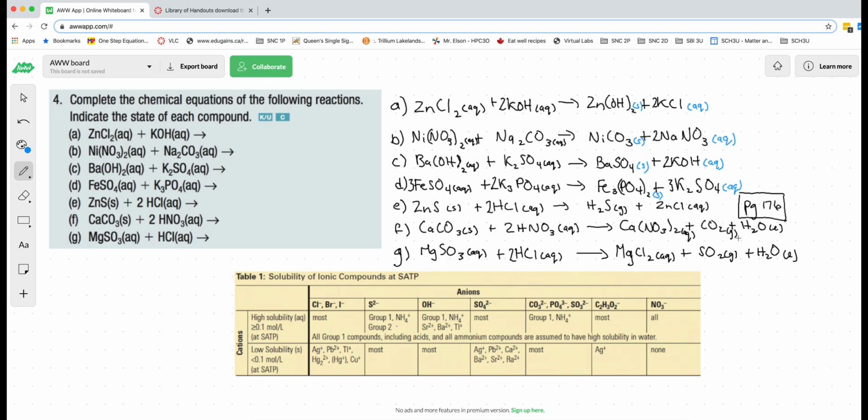So I've talked about this in previous videos. The final one is sulfite. This is magnesium sulfite, and again, this is with an acid. So from table 2, when you've got sulfites with acids, you get sulfur dioxide formed as a gas and water as a liquid. So this becomes magnesium chloride because it displaces hydrogen as an aqueous solution, and we have our gas and liquid.